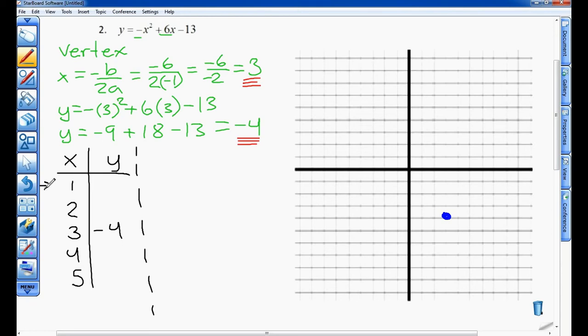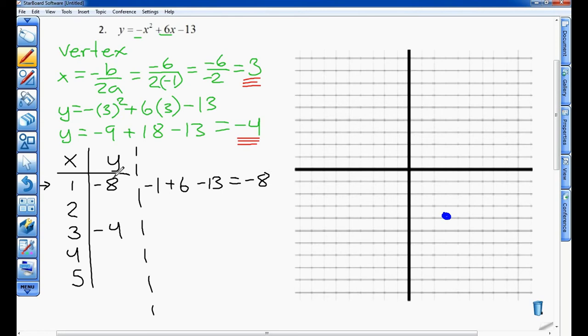Plugging negative 1 into our function above. 1 squared is 1, then there's that negative on it, so negative 1. 6 times 1 is 6, so negative 1 plus 6, and then minus 13. What does that produce? Negative 1 plus 6 is 5. And then if you subtract 13 from that, it produces negative 8. So when we plug in 1, we get a y value of negative 8.